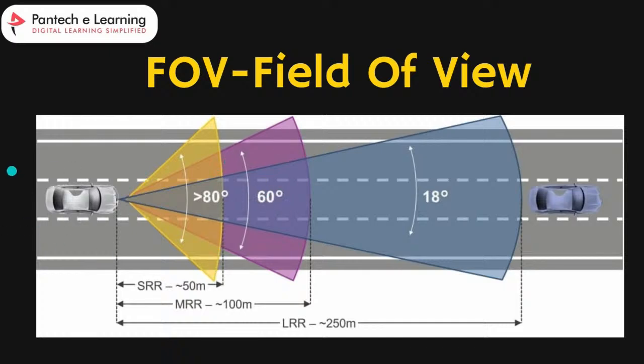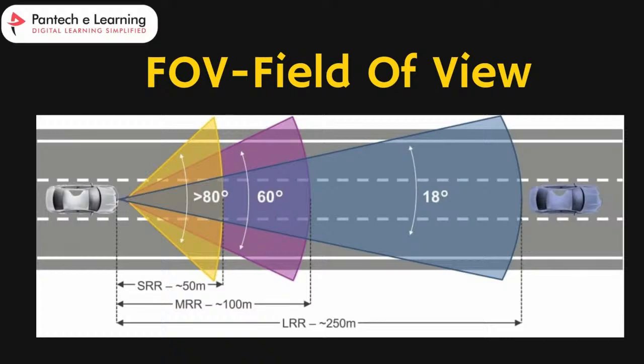So what is the MRR? MRR is the medium range radar. It detects objects within the range of about 30 to 80 meters, up to 100 meters. That means 100 to 260 feet from the vehicle. It covers a wider field of view compared to the SRR, typically around 120 to 180 degrees around the vehicle.